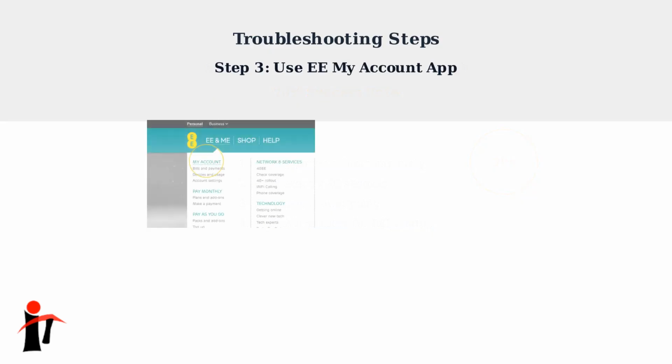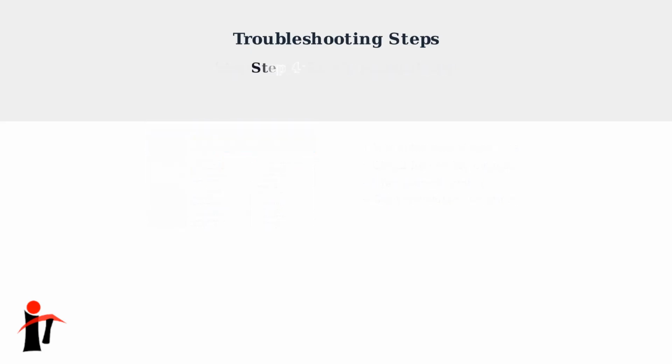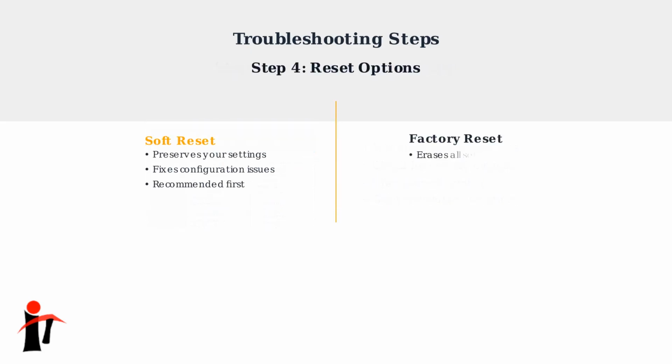Step 3. Use the EE My Account app for advanced diagnostics. The app can run automatic tests, check for local service outages, and provide personalized troubleshooting solutions based on your specific setup. Step 4. Consider reset options. EE now offers a soft reset that preserves your custom settings while fixing configuration issues. Only use a factory reset as a last resort, as it will erase all your personalized settings.